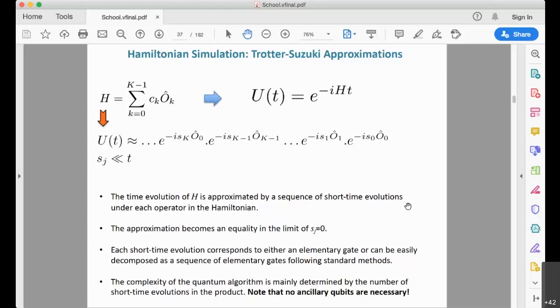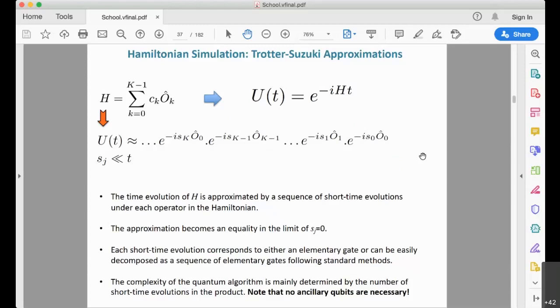The other nice thing is that each of these short-time evolutions, under the assumption that these operators are just Pauli products, can be easily decomposed into one or two qubit gates. So the complexity of the quantum algorithm at the end is mainly determined by the number of terms in the product. Our quantum algorithm will be constructed based on this product, replacing each of these exponentials by a sequence of 1 and 2 qubit gates.